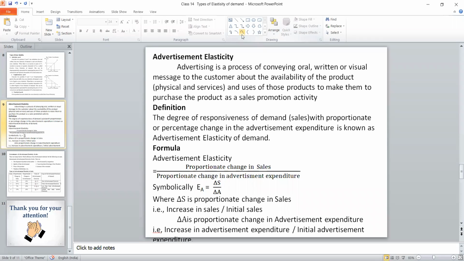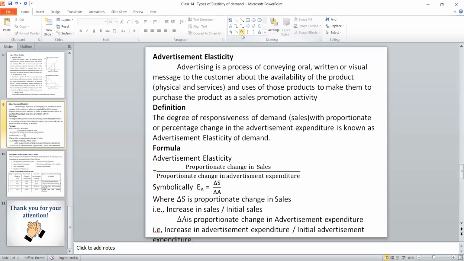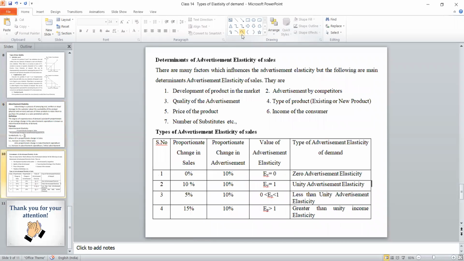So the definition is according to Alfred Marshall. Don't forget to mention the author name. The degree of responsiveness of demand, here the demand is called sales, to a proportionate or percentage change in the advertisement expenditure. Because of investment in the advertisement, how much demand has increased. It is called advertisement elasticity. The formula is proportionate change in sales divided by proportionate change in advertisement expenditure. EA equals delta S by delta A. Here delta S is the change in sales, and delta A is the change in advertisement expenditure.